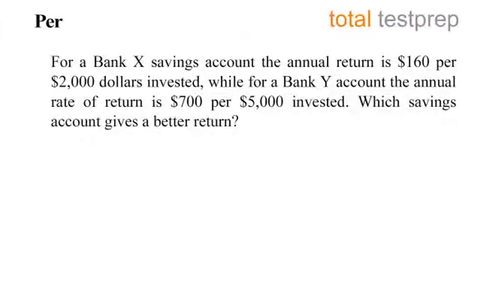Let's take a look at this question. For Bank X savings account, the annual return is $160 per $2,000 invested, while for a Bank Y account, the annual rate of return is $700 per $5,000 invested. Which savings account gives a better return?